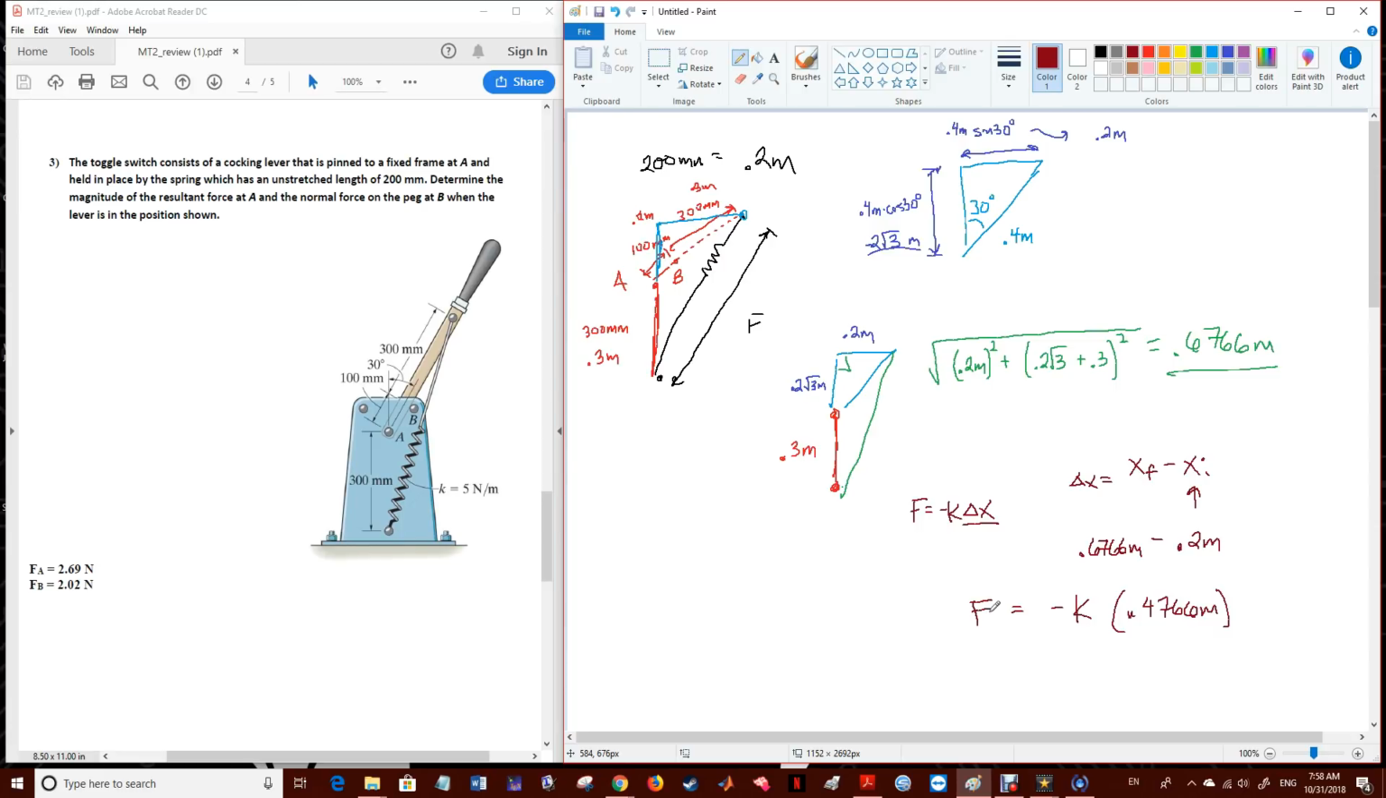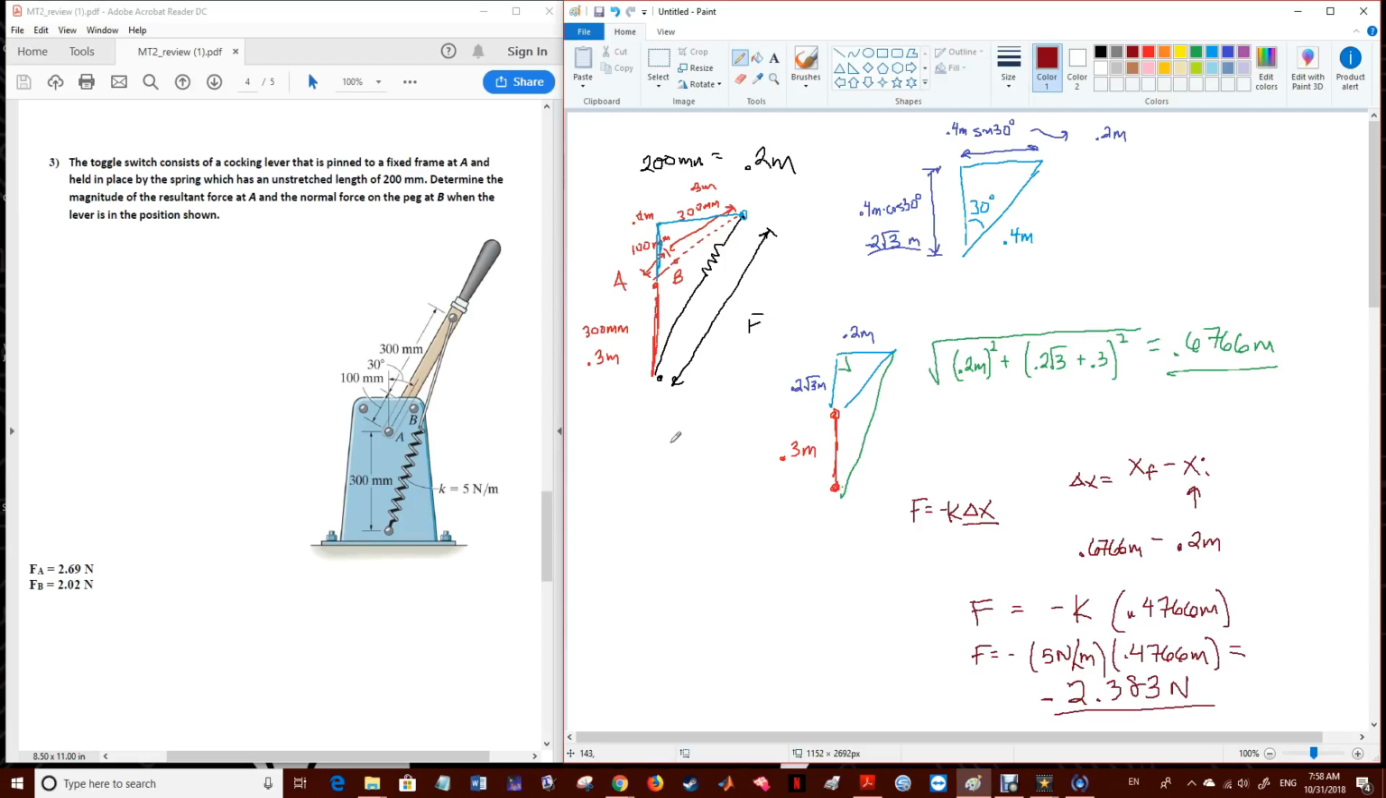And there's no information about the spring constant. Actually, there is. There is information about the spring constant given here as k is equal to 5 newtons per meter. So force would be negative 5 newtons per meter times 0.4766 meters. And as a result, we get negative 2.383 newtons. So you might be wondering, why is this force negative?